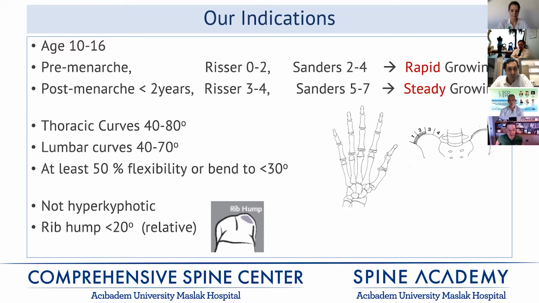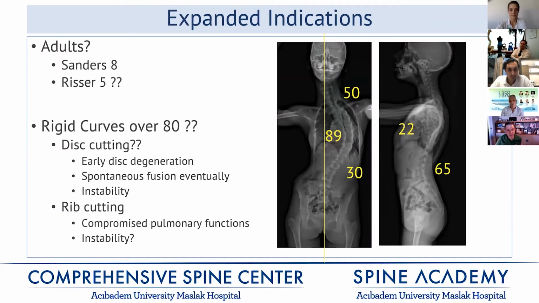Again, at least 50% flexibility, or bending to less than 30 degrees, is one of the most important prerequisites for this surgery. Preferably, patients should not be very hyperkyphotic, as this is a kyphosing procedure. There are some expanded indications used by a few surgeons throughout the world. Some surgeons have started performing this surgery for adult patients over age 20, and for rigid curves over 80 degrees by doing disc cutting and rib cutting.